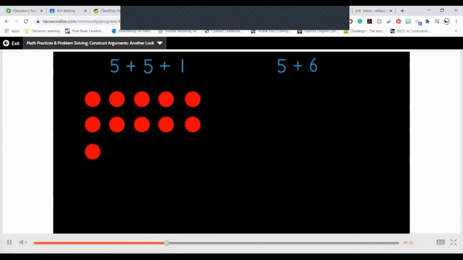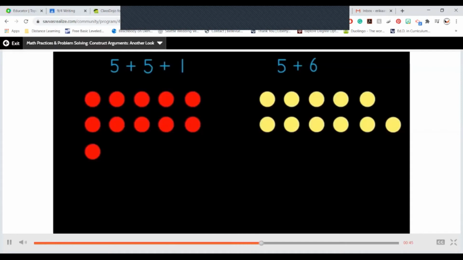Let's count it out. 1, 2, 3, 4, 5, 6, 7, 8, 9, 10, 11. 5 plus 5 plus 1 equals 11. Now let's show 5 plus 6. Here we go. 1, 2, 3, 4, 5, 6, 7, 8, 9, 10, 11. We get the same answer.